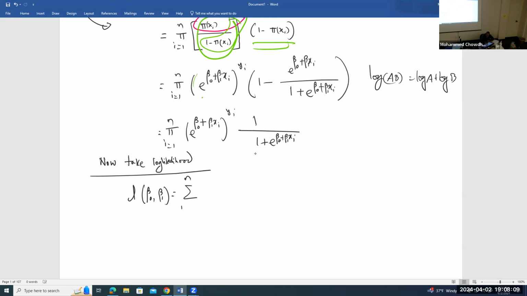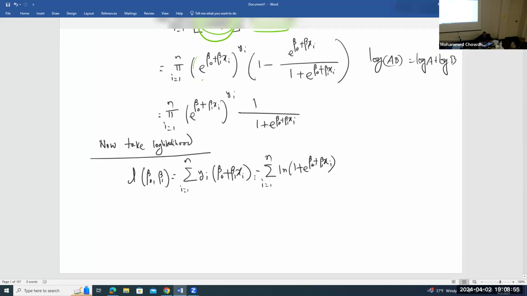And I have the sum over i goes 1 to n of yi, and then because of this log and natural e, it will be cancelled out. I have beta 0 plus beta 1 xi, minus, there is a minus because now log will be in there, the sum over i goes 1 to n of log of 1 plus e to the power beta 0 plus beta 1 xi. Okay.